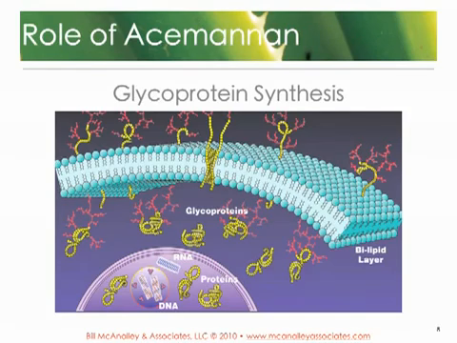Mannose is extremely important in glycoprotein synthesis. Here we have the nucleus of a cell. This is a good illustration where the DNA is read and the RNA is copied into glycoproteins. The little gold pieces of string, that's the protein, and then you'll see the red glyco, the sugar part, sticking out.